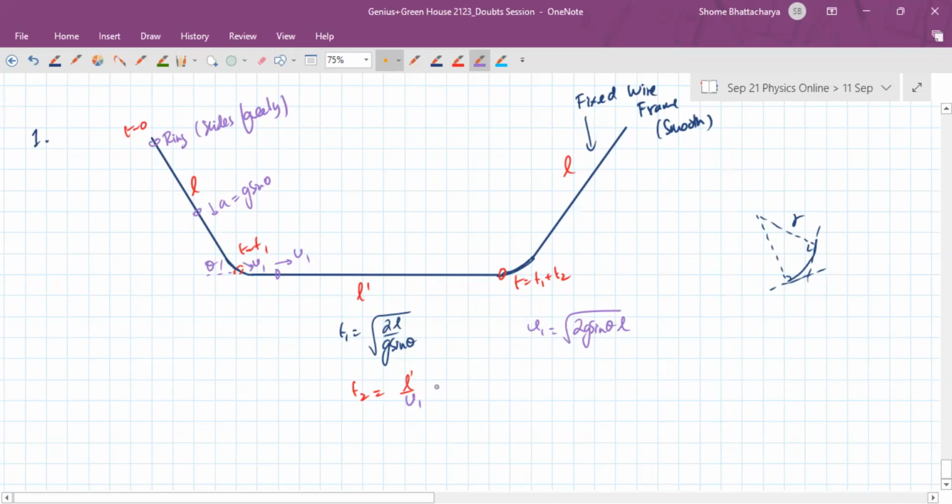So our T2 is equal to 1 by root 2 G sine theta into this factor L prime by root L, like this. And now when it reaches this point here, it again just about comes to rest, because it's all symmetrical now. So the time taken to go from here to here will be the same as the time taken to come down. So what will be the total time here? It will have become T1 plus T2 plus another T1.